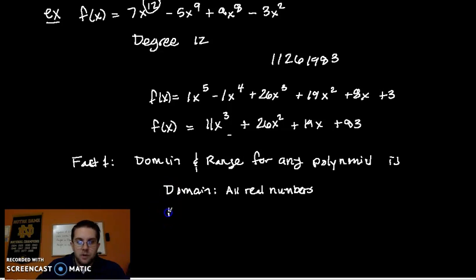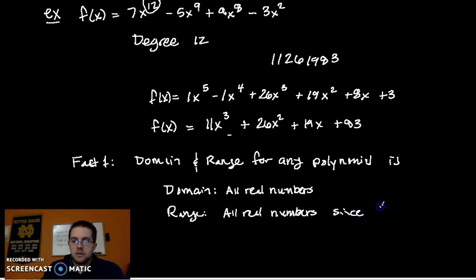So for the range of this thing, it's all real numbers as well, because the degree is odd. Okay? And that's as simple as it gets. That's fact number 1. So if you choose a polynomial like I have here with degree 3, then your domain and range is all real numbers. And that's as easy as you can possibly get.